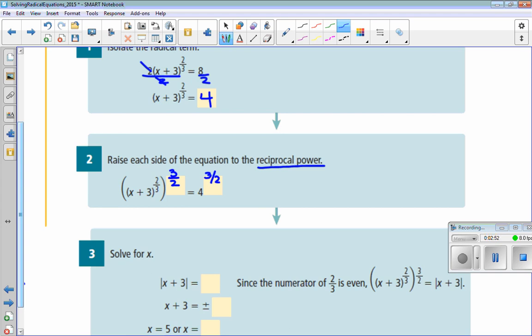Now, on the left-hand side, do you remember when I have a power to a power, what do I do with these two terms? Well, they do reduce to 1, but how did you get that? What did you do with those numbers? Are we writing any of this down? I would. I actually multiply. What is 2/3 times 3/2? No, it's 6 over 6, which is 1. Okay? They are multiplicative inverses. They multiply to be 1. So I have just x plus 3 equals, well, what in the world is 4 to the 3/2?